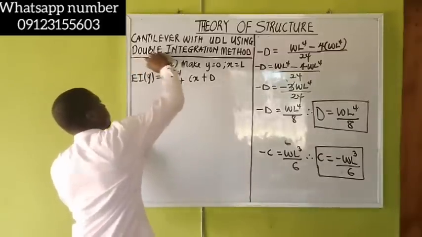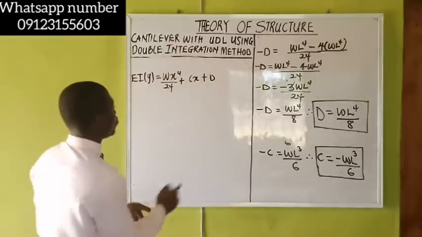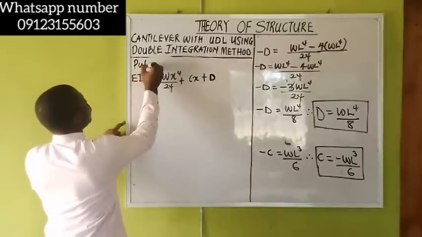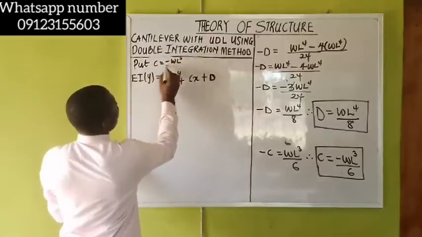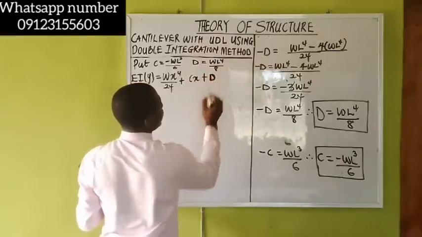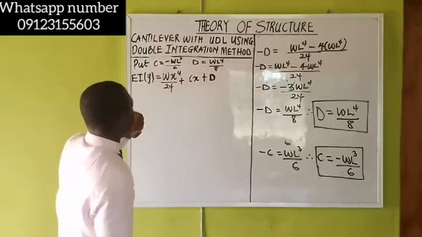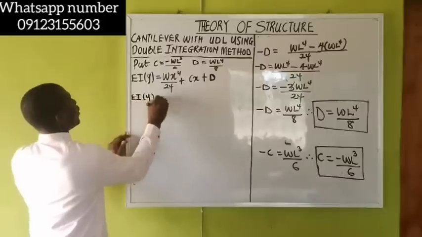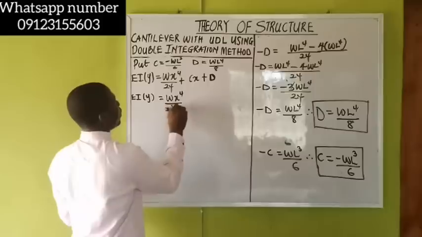Let me clean all this to avoid confusion. So pick out equation 2. This is my equation 2. So let's put C is equal to minus Wx to the power 3 over 6 and D is equal to Wx to the power 4 over 8. Anywhere I see D, I'll put this, anywhere I see C, I'll put this, to get my deflection Y.